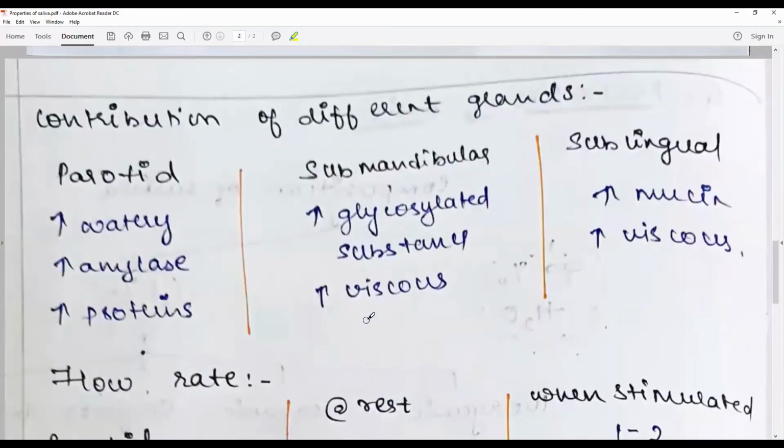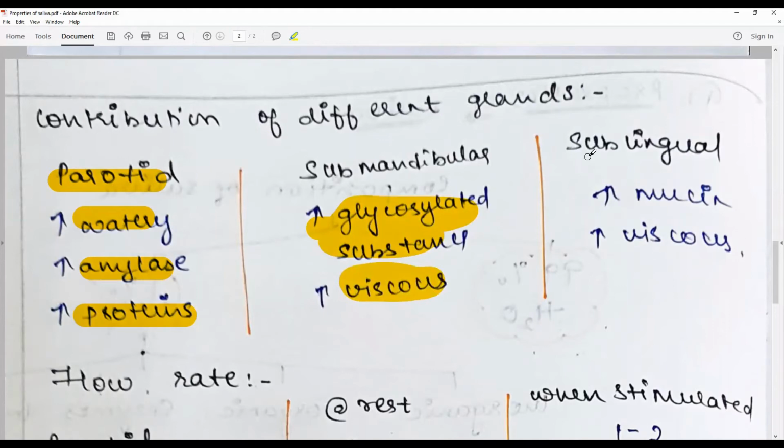The contribution of different glands: the parotid secretes mainly water, amylase and proteins. The submandibular has glycosylated substances that increase the viscosity, being a mucous area. The sublingual has a larger amount of mucin, which increases the viscosity of the saliva.